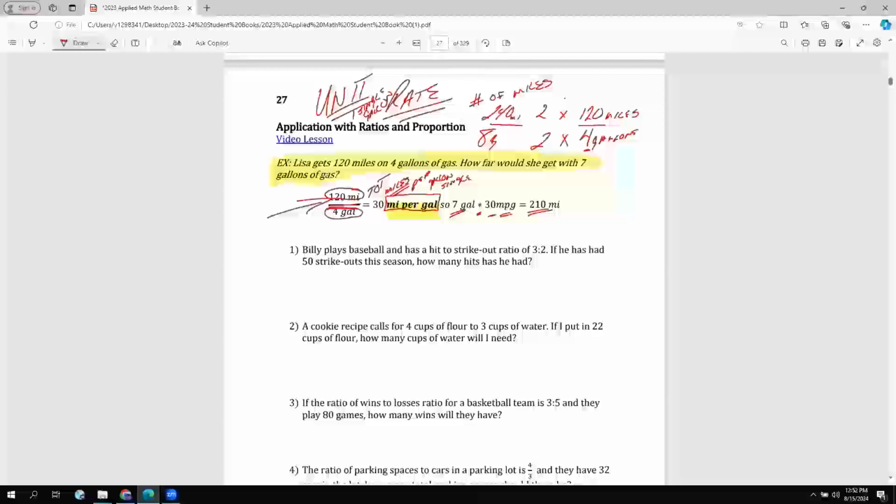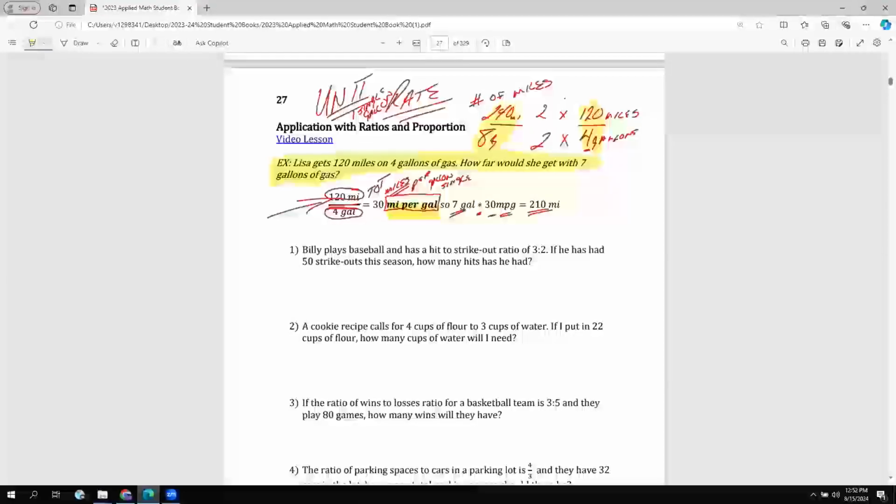Now, take a look at it. Doesn't it make sense that if you're going 120 miles on 4 gallons of gas, if you double the gas, you should double the miles? Hopefully you're like, yeah, logically that makes complete sense. If I went 120 miles on 4 gallons, by doubling the number of gallons, I should double the number of miles. And exactly, because that's how rates work. That's how ratios work. That's a proportion. That's how they work, right? So if I doubled my gallons, I should be at 240 miles, right?